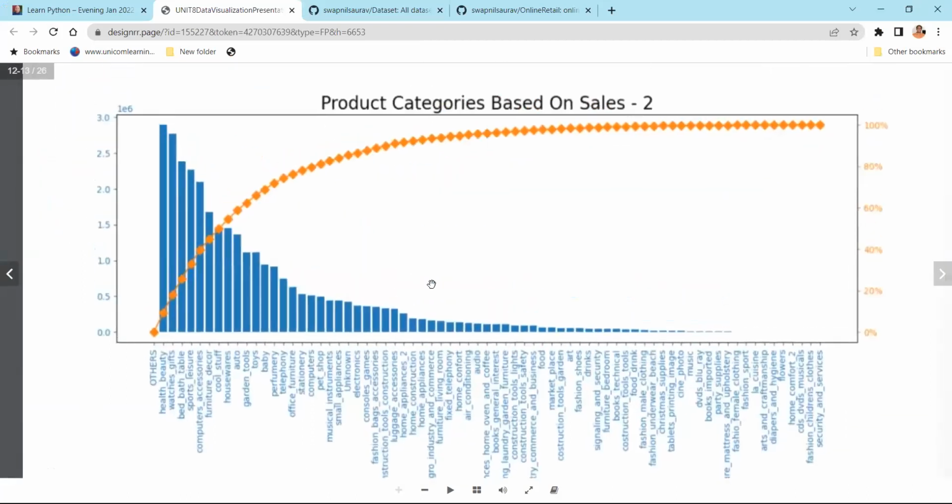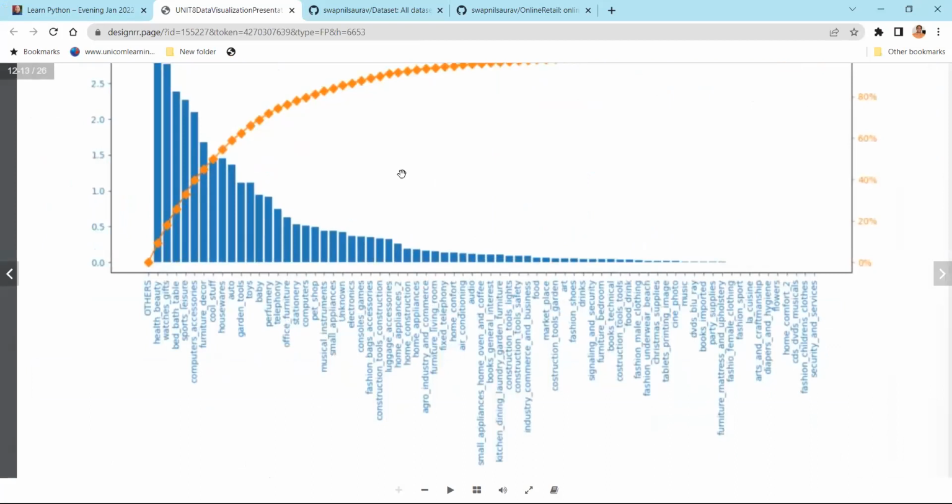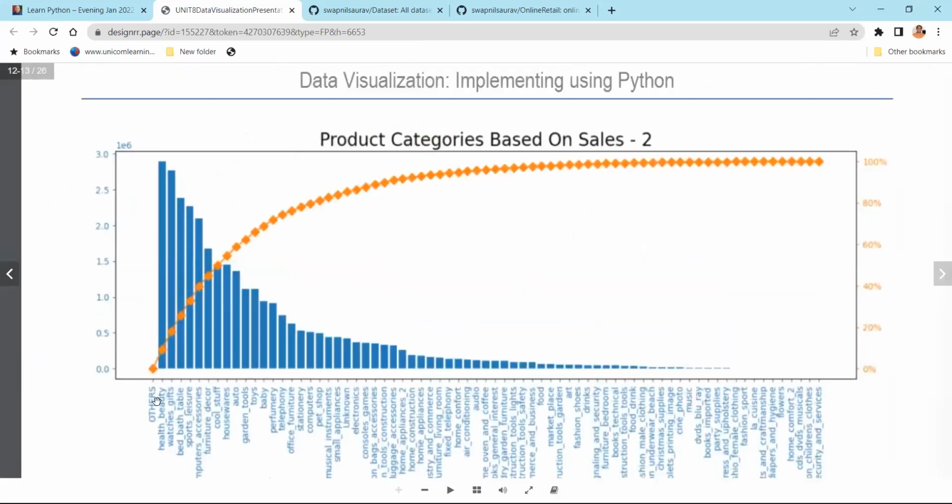Okay, so this is another same graph, but see there are some products which do not have categories. So what we have done is we have added them as one category called other. Some products do not have any category associated, so we added them all together. In the first graph we ignored them. In the second graph we added all those products without categories as others, and they are almost like the largest contributor.